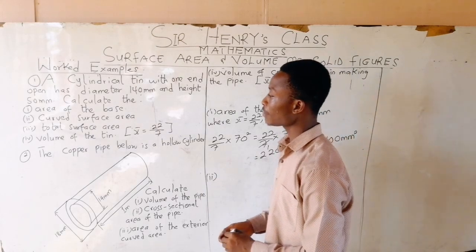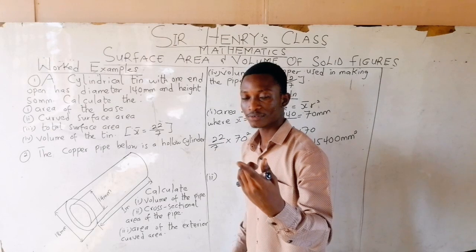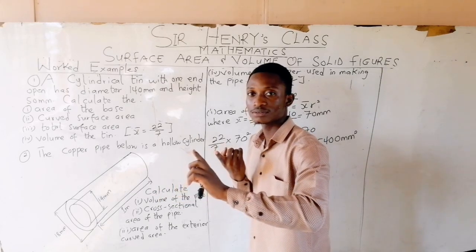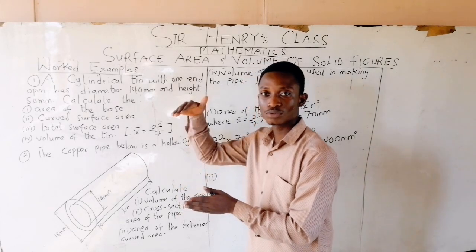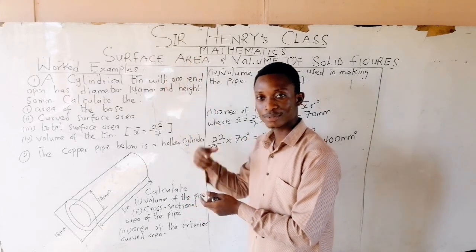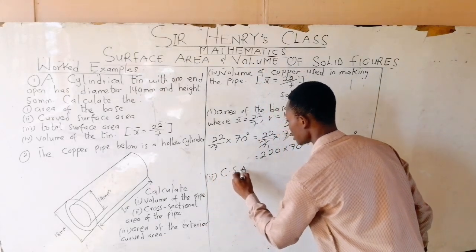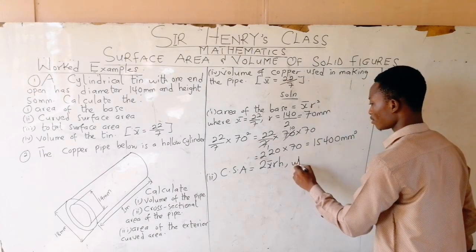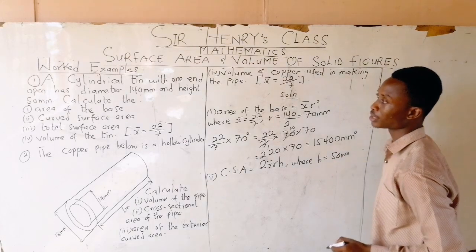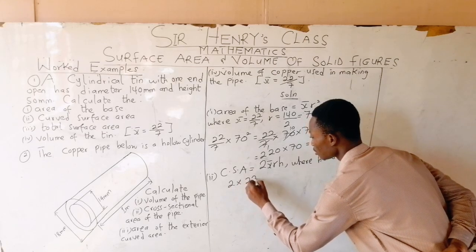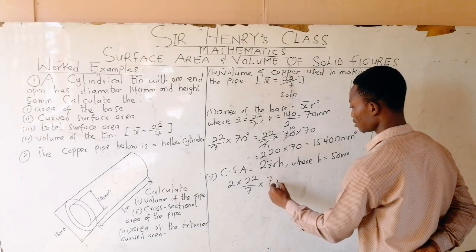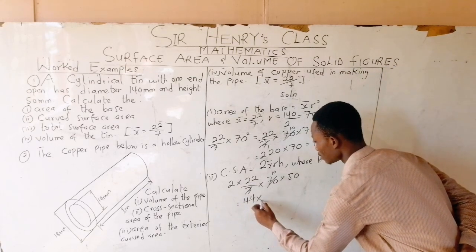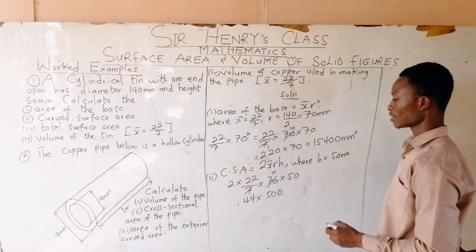The curved surface area. Can you recollect the formula to find the curved surface area? Good. That is the area of the rectangle: the length times the height. The length is 2 pi r, so that will be 2 pi r times your height h. So the curved surface area is 2 pi r h. Let's substitute, where h is given as 50 millimeters: 2 times 22 over 7, your r is 70, your height is 50. 7 into 70 is 10. 2 times 22 is 44, and 10 times 50 gives you 500.